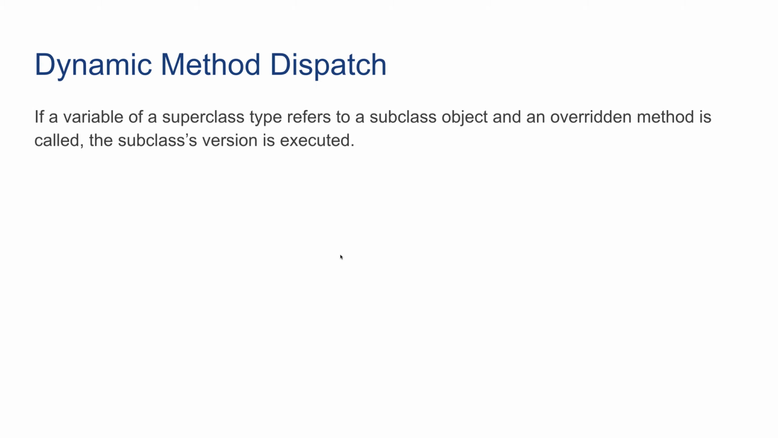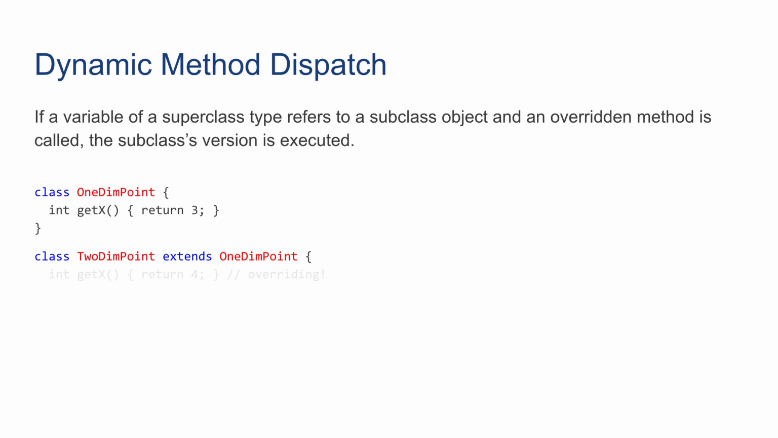Another important thing is dynamic method dispatch. If a variable of a superclass type refers to a subclass object, an overridden method is called. The subclass version is executed.